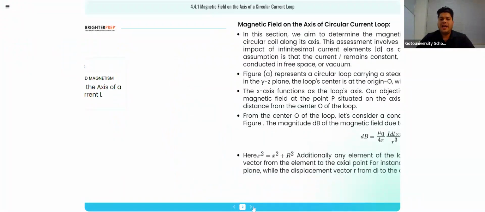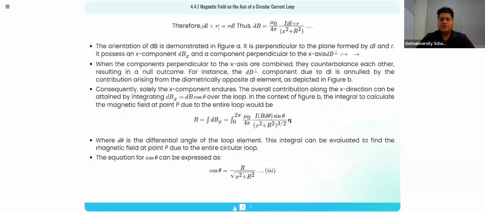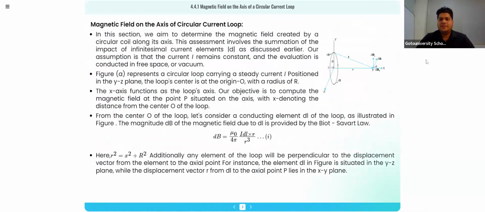Magnetic field on the axis of a circular current loop. Okay, now just understand the concept of this.